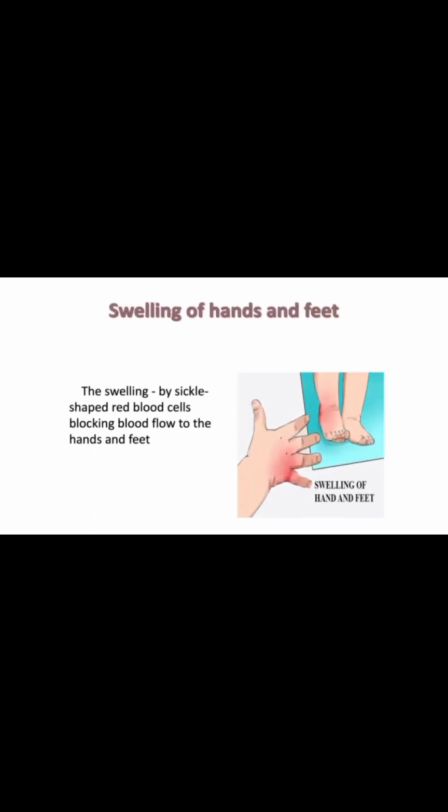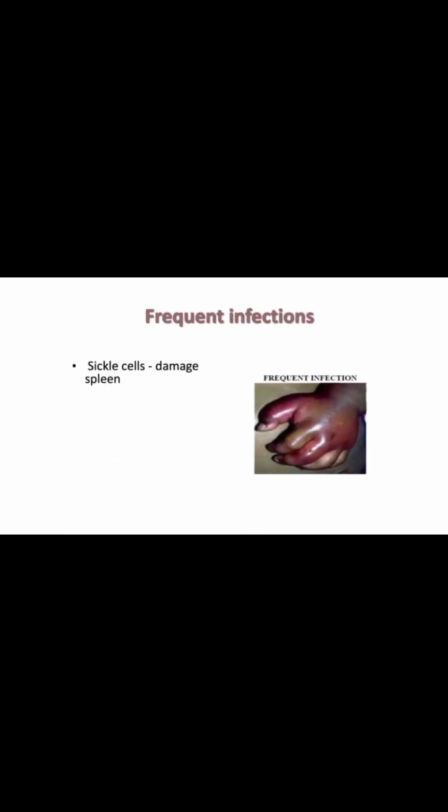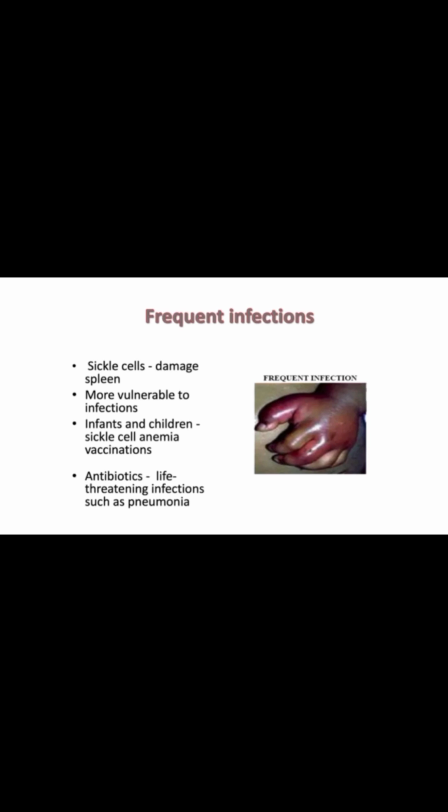Swelling of hands and feet. The swelling is caused by sickle-shaped red blood cells blocking blood flow to the hands and feet. Frequent infections. Sickle cells can damage the spleen, leaving the person more vulnerable to infections. Doctors commonly give infants and children with sickle cell anemia vaccinations and antibiotics to prevent potentially life-threatening infections such as pneumonia.